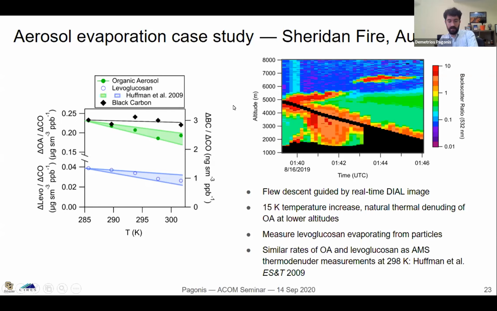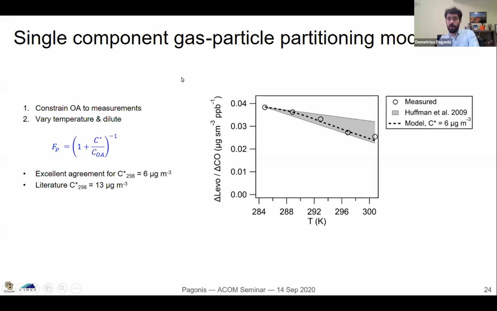Yeah, and so this gives us good confidence that we can set out and do more detailed modeling of this partitioning. And so first up is just a simple single component model of gas particle partitioning, looking at levoglucosan. So here, we're just looking at the normalized excess mixing ratio of levoglucosan across temperature. And what we do is we constrain the OA concentration to our measurements, and then we vary temperature and dilute based on the measured carbon monoxide mixing ratio and the ambient temperature.